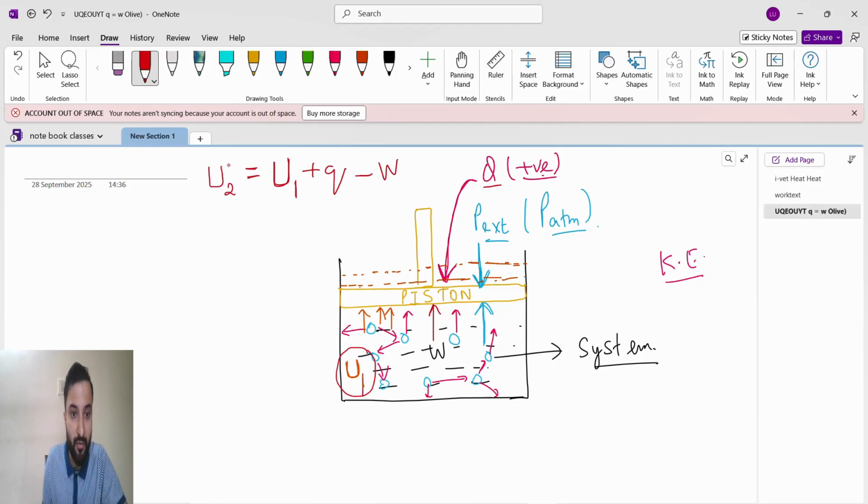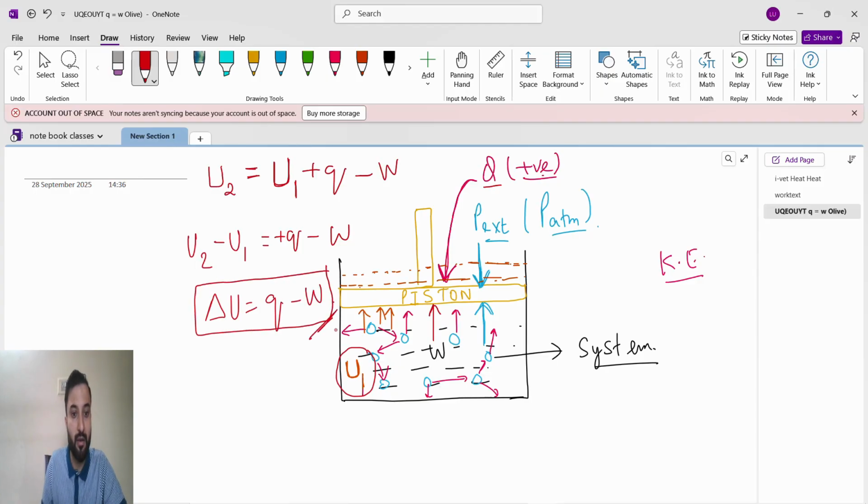So see here, U1 will go to that side because like terms go on the same side. U1 is plus here, so it will go minus on that side. So U2 minus U1 equals Q minus W. Plus Q, write that down, plus Q minus W. So U2 minus U1, final minus initial, what is that? Delta U. Delta U equals Q minus W. This is how the formula came.